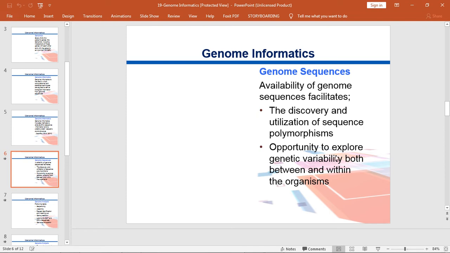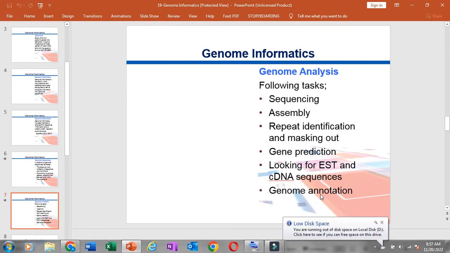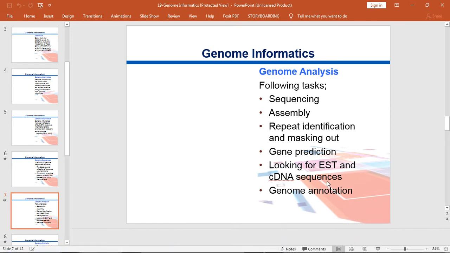उसके बाद जीनोम सीक्वेंसेस, अवेलेबिलिटी ऑफ जीनोम सीक्वेंसेस फैसिलिटीज, द डिस्कवरी एंड यूटिलाइजेशन ऑफ सीक्वेंस पॉलीमॉर्फिज्म्स, अपॉर्चुनिटी टू एक्सप्लोर genetic variability both between and within the organisms. Following tasks: sequencing, assembly, repeat identification and masking out, gene prediction, looking for EST and cDNA sequences, and genome annotation.